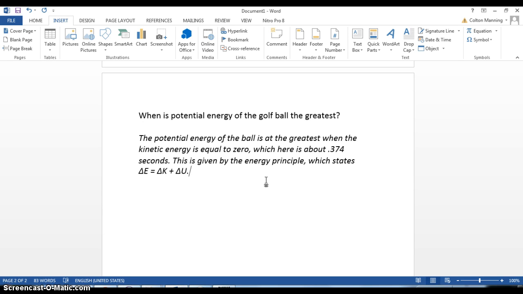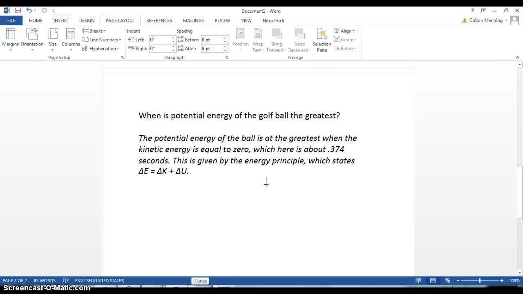This is given by the energy principle, which says that delta E, the energy of the system, is equal to delta K, the change in kinetic energy, plus delta U, the change in potential energy. So if delta E is equal to 0, it means that the opposite of K is equal to U, or that the opposite of U is equal to K. So this means that if K is very high, U is going to be very low. And this is the case in this situation. So when K, the kinetic energy, is equal to 0, that means the potential energy is going to be at its greatest.